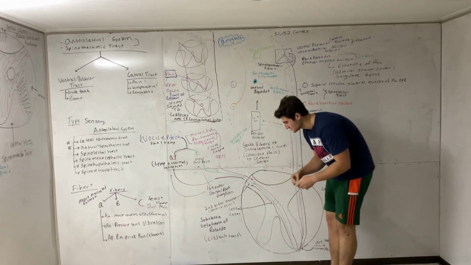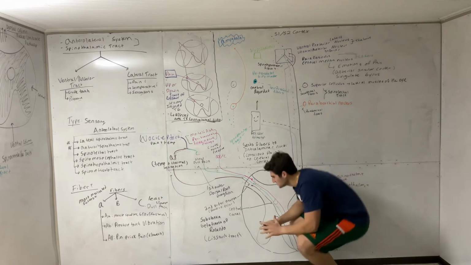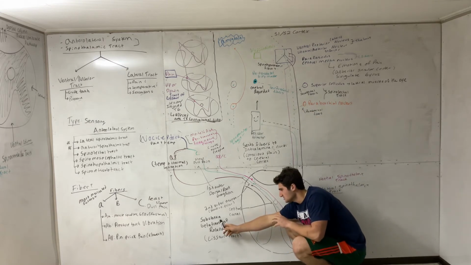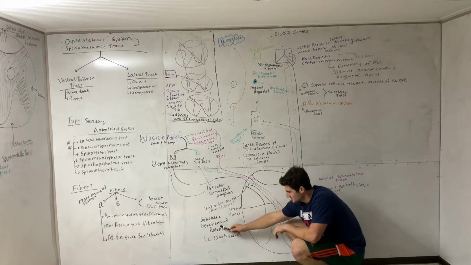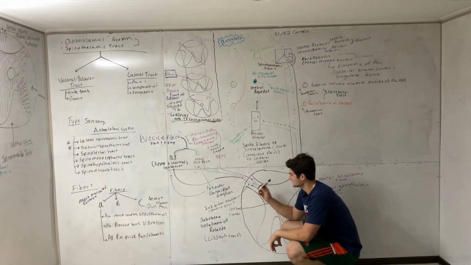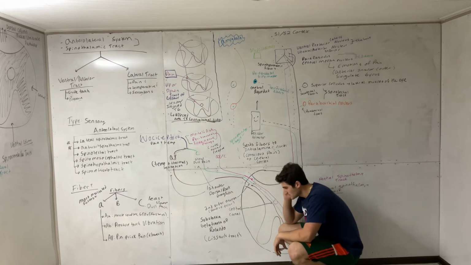What is this going to be called? Or where is this going to be called? It's going to be located at the substantia gelatinosa of Rolando. Can't really pronounce that. But it's the substantia gelatinosa of Rolando. That's where the second order neuron is going to occur.